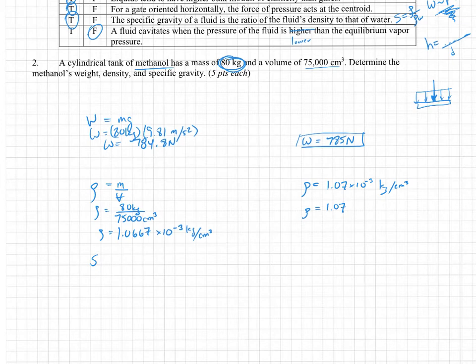Well, first, I guess we have to convert, right? So basically, I need to convert that to meters, right? So I would do 100 centimeters to 1 meter, and I would do that 3 times, right? And so I would end up with 1,070 kilograms per cubic meter, like that. Okay? So there you go. Either one of those is acceptable.